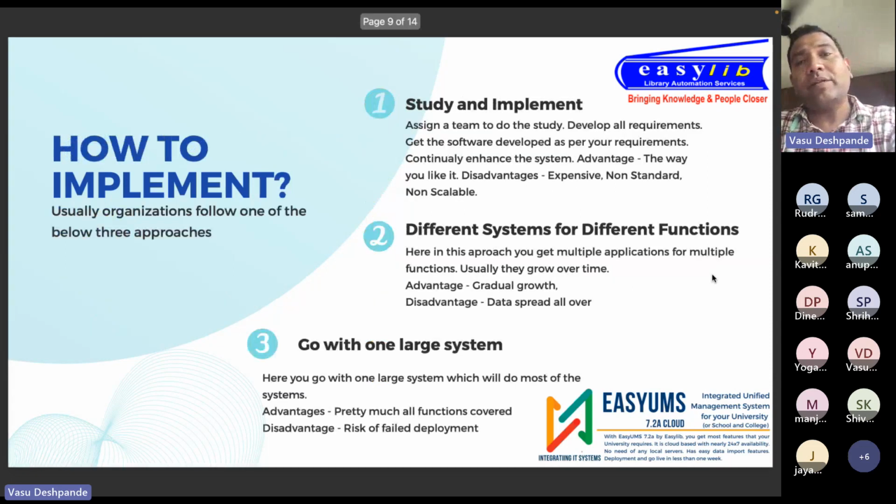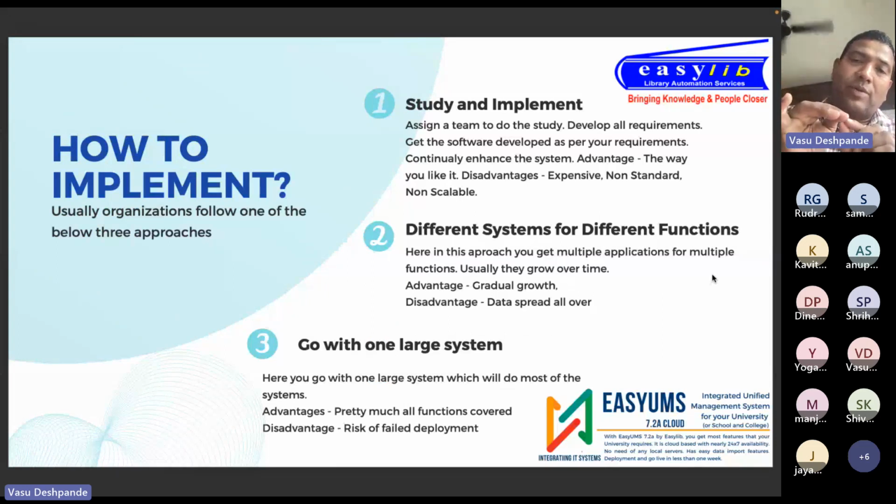Especially that is true when you go with the first two systems. You start small, then you identify that no, this is not sufficient. You need one more function.